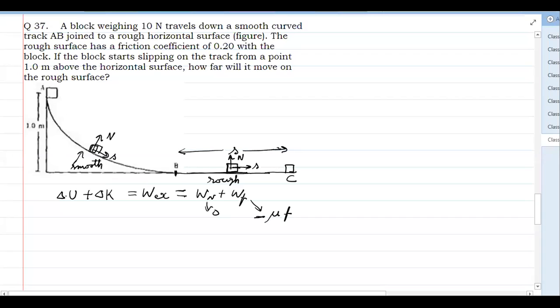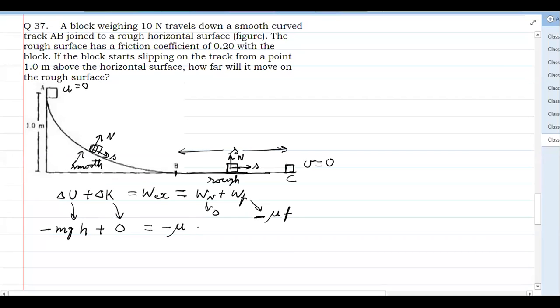Now we can write delta U, the change in potential energy, as minus mgh. For the change in kinetic energy, initially the block is at rest and finally at point C it is again at rest, so delta K is 0. Delta U is minus mgh, and then we have minus the work by friction.